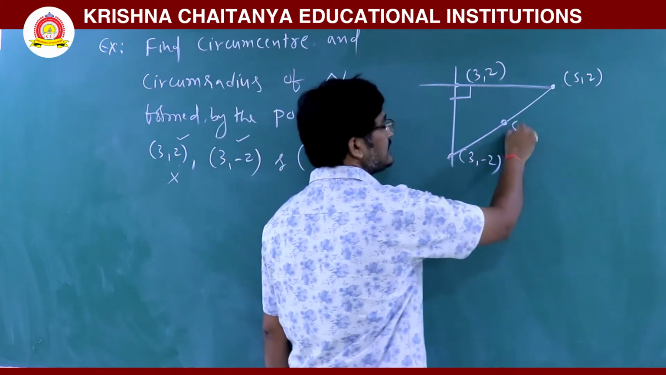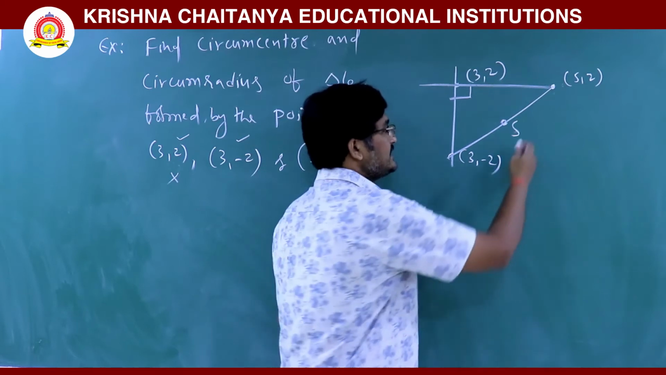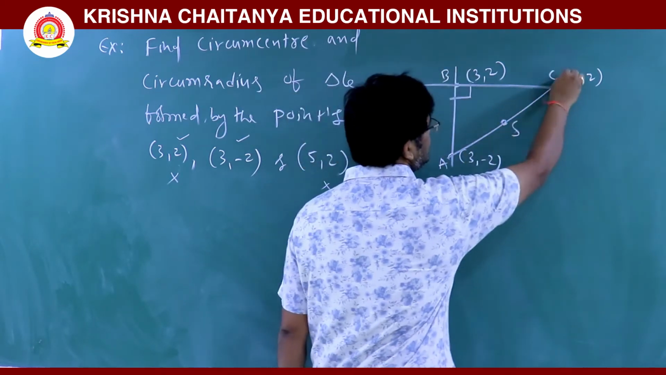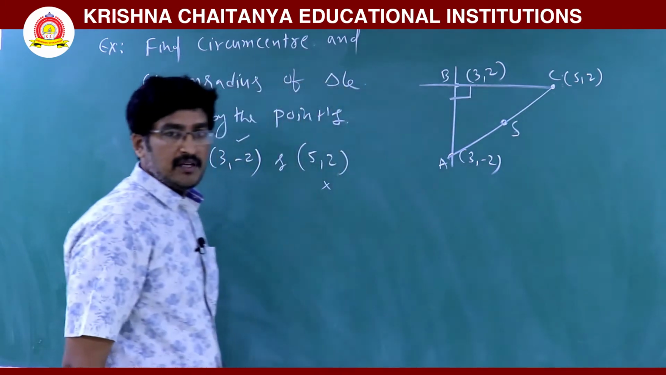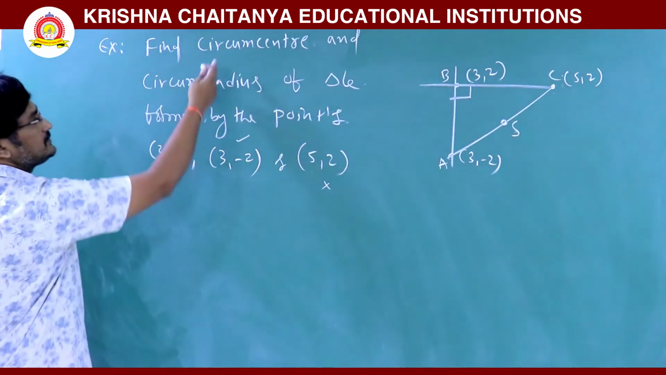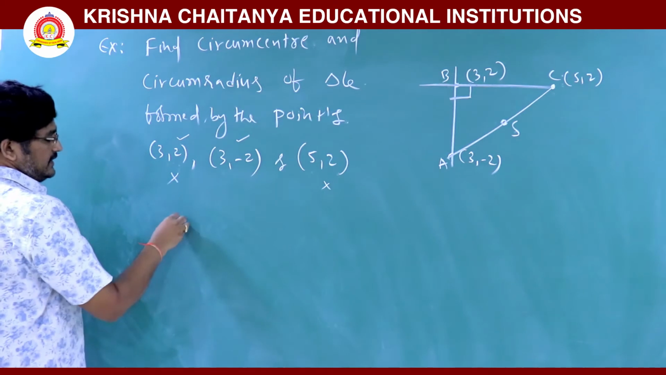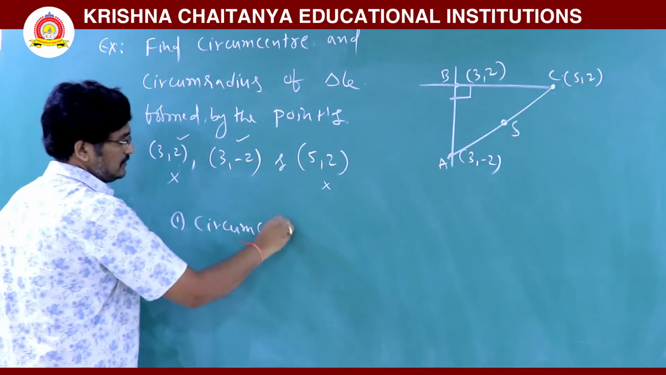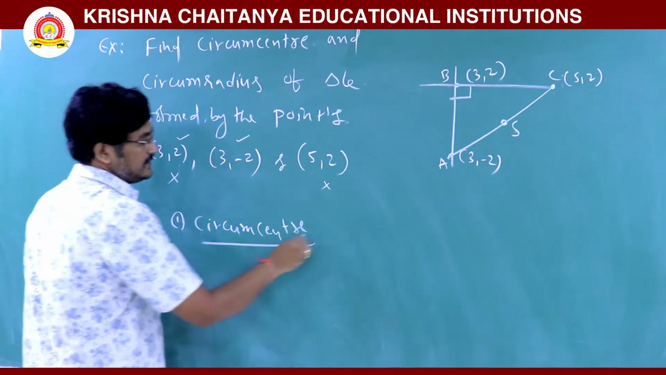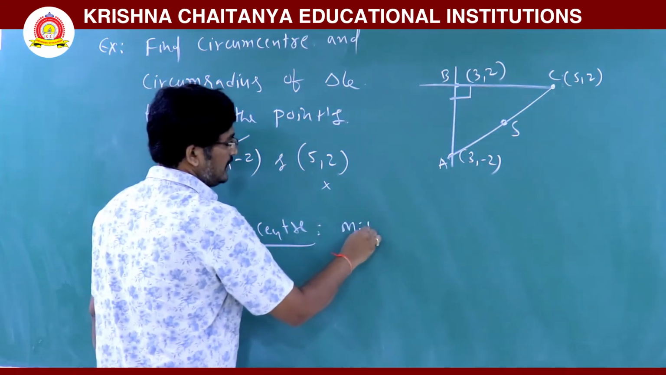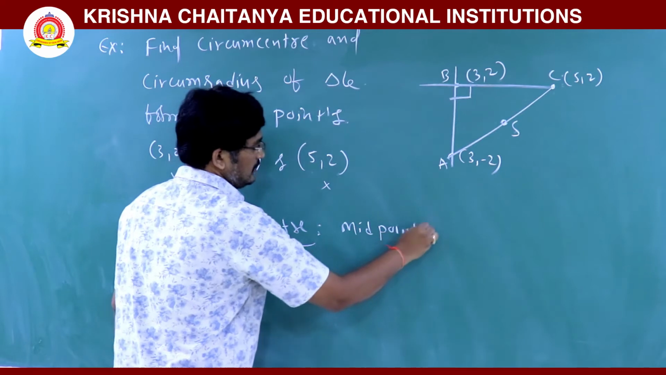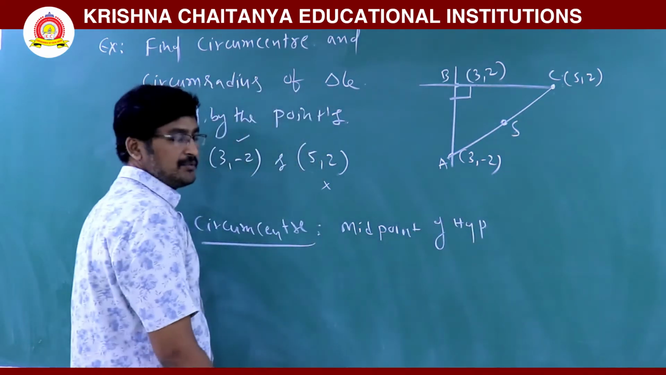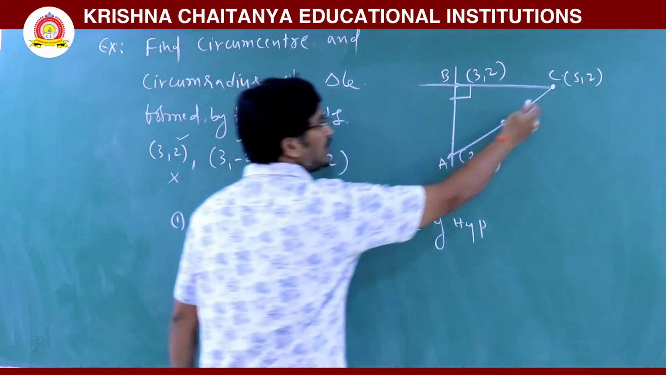So this is the circumcenter S. Suppose this is A, this is B, this is C, then S is the midpoint of AC. First I am writing about the circumcenter here. So circumcenter is equal to the midpoint of the hypotenuse, that is equal to the midpoint of these two.